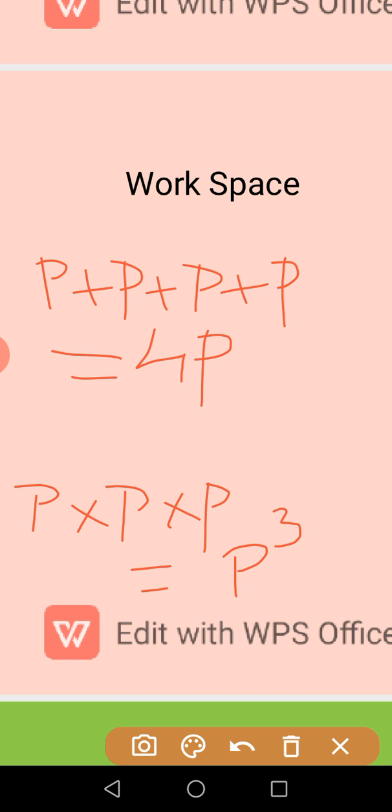How many times added, that number is known as the coefficient, and how many times multiplied by itself, that number is known as the degree. Here the number 4, we can say that it is the coefficient in the term 4p, and the number 3 here is known as the degree of the term, the degree of the variable p.